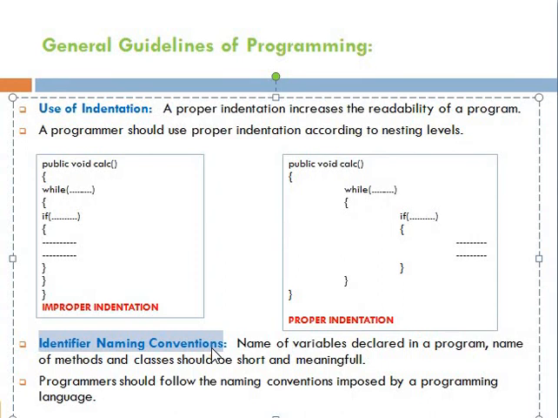The next general guideline for a good program is identifier naming conventions. The names of variables declared in a program, the names of methods, and the names of classes should be short and meaningful. Programmers should follow the naming conventions imposed by a programming language. That means every programming language has a particular standard for declaring variables, methods and classes in a program.